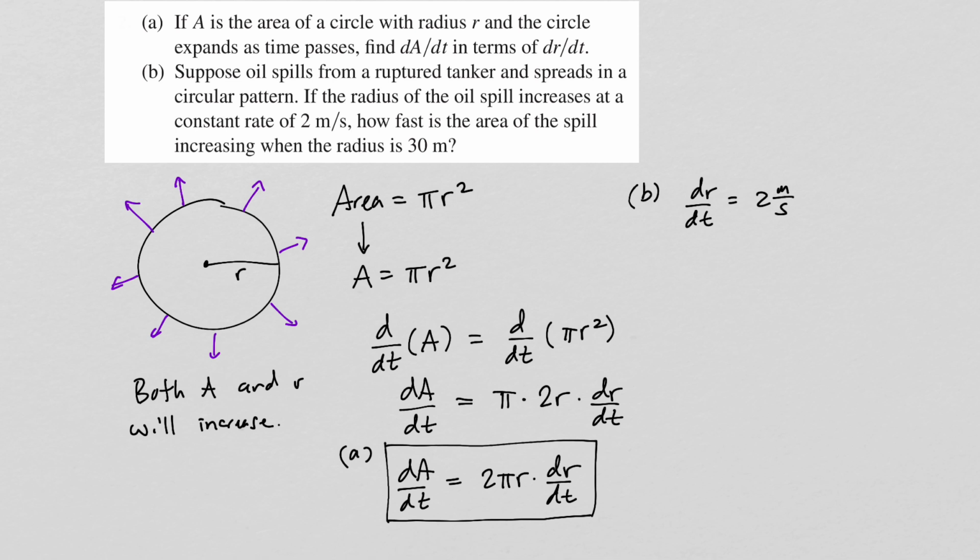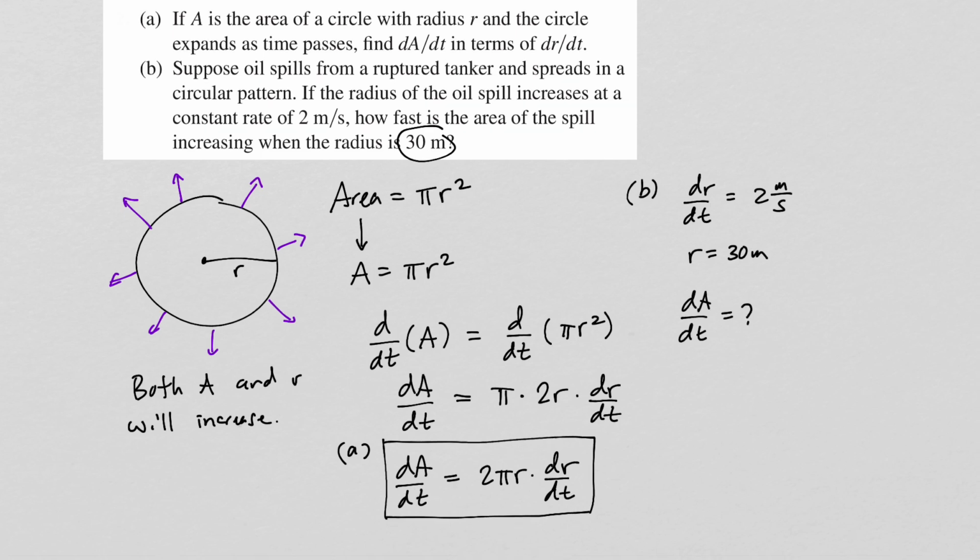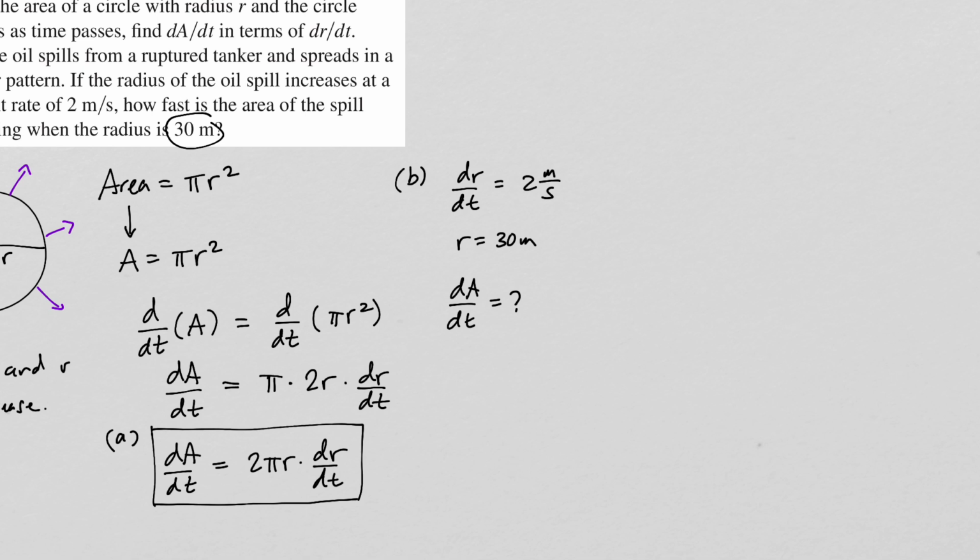And they also tell you that the radius is 30 meters at some point, and at that point, they want you to tell them how fast the area is increasing. So they are asking you to find dA/dt. To do this, all we have to do is use the formula that we found down here and simply plug in the values of r and dr/dt. So dA/dt will be equal to 2 pi times the radius, which they tell us is 30 meters, times dr/dt, which is 2 meters per second.